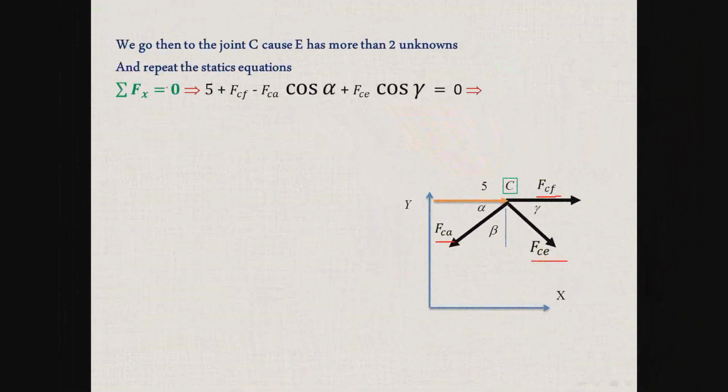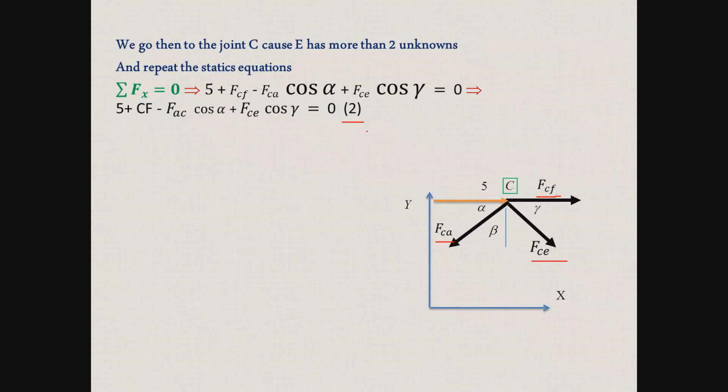The sum of the forces in the x direction equals 0. We have the external load, 5 kN, FCF, minus FCA cosine alpha, which is the x component of the force CA, plus FCE cosine gamma, which is the x component of force FCE. We will label this equation with number 2.